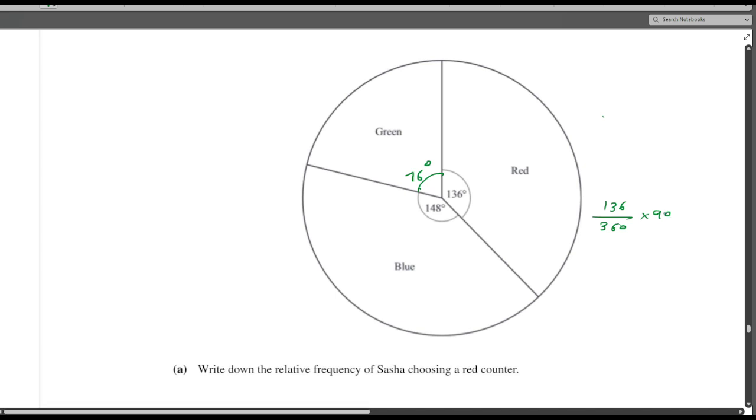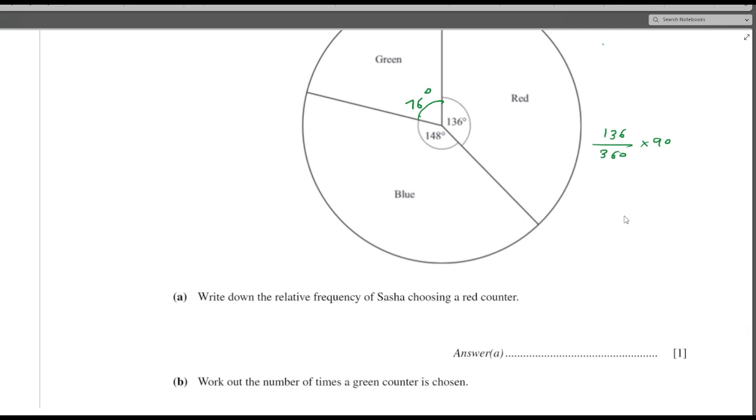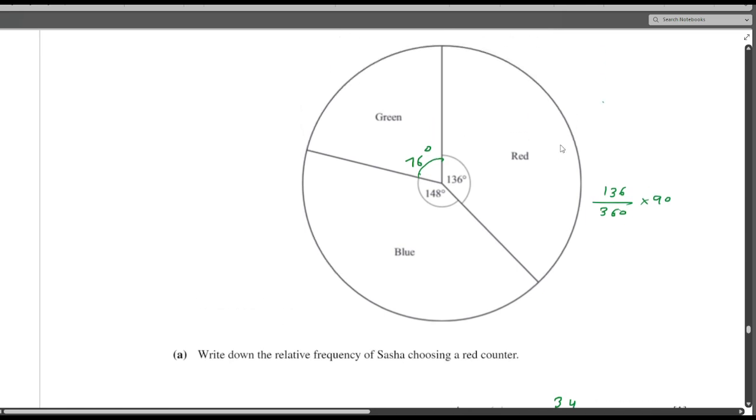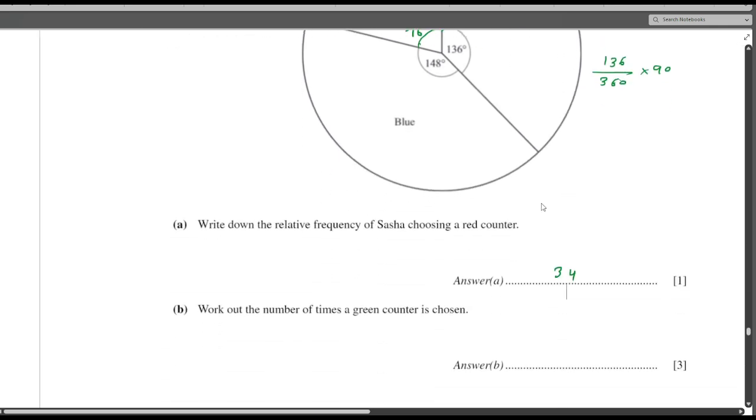So in total we have done 90 trials. If out of 360 degrees red is 136 degrees, then out of 90, what is the number of reds? I will get it by this formula: 136 divided by 360 multiplied by 90. So the answer is 34. This 136 divided by 360 gives me the relative frequency of getting red. Relative frequency multiplied by the total number of trials will give me the number of times I get red. So it's 34.